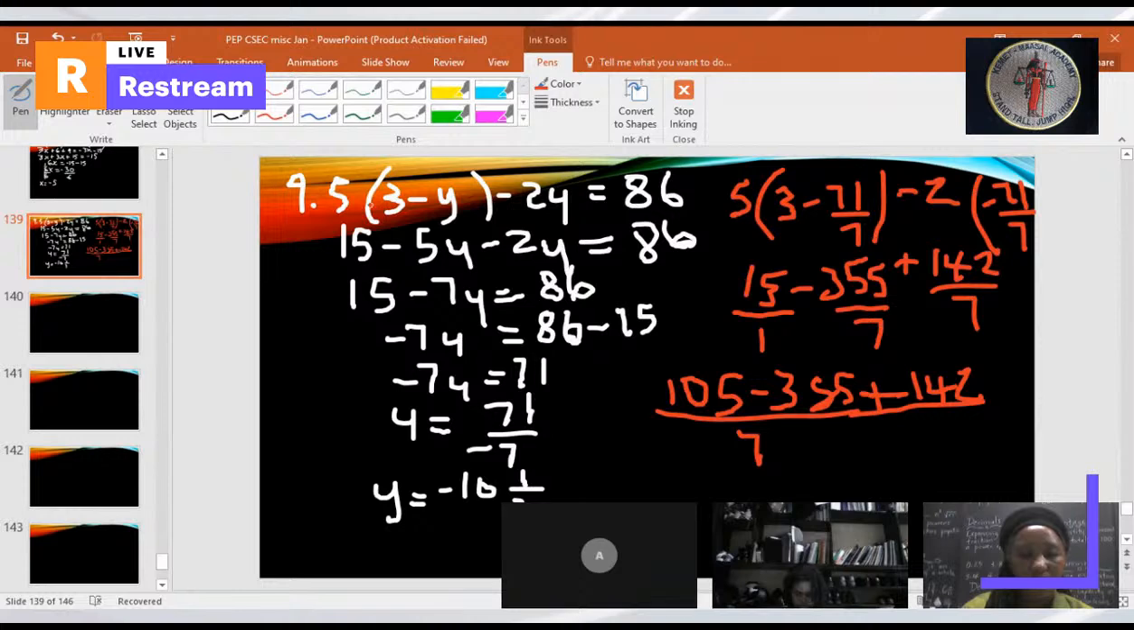All right, so let's retract from up here. 5 times 3 is 15, 5 times y, negative 5y, minus 2y. And then we have minus 5y minus 2y, that's minus 7y. 86 minus 15, that's 71, divided by 7. So I'm not seeing why it's not adding up here. We should get back 86.